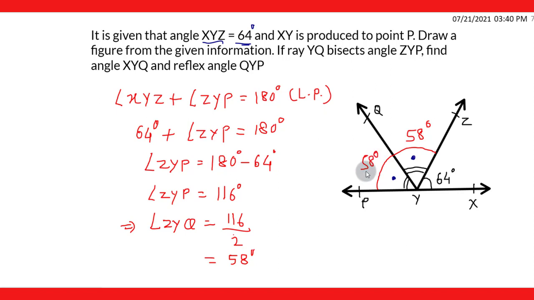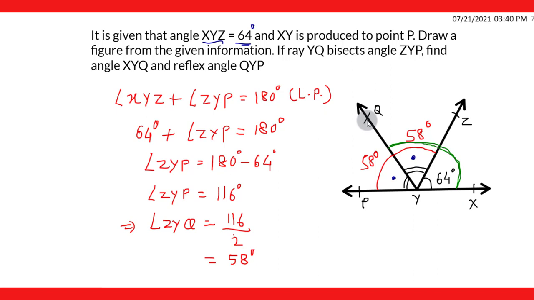This angle is 58 degrees, but you have to find angle XYQ. What do you have to find? Angle XYQ. How will you find this angle XYQ? This angle you have to find. So how will you get this angle XYQ? Can anyone tell me? Yes, quickly. It's very simple, not difficult. Here you know the measure of this angle and you know the measure of this angle.